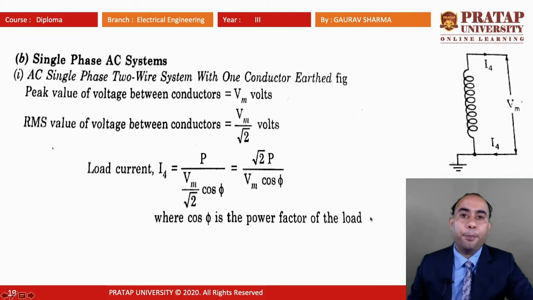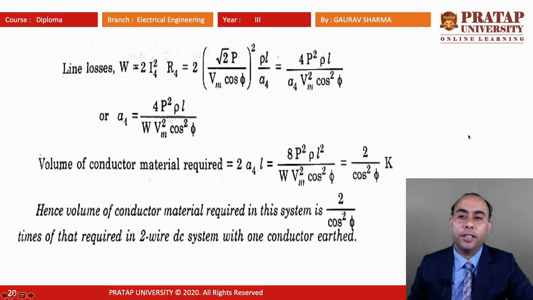Here cos phi is the power factor of the load. Now line losses is again 2I4 square R4. We put the values of that and we calculate the value of W, and finally calculate the value of A4. And finally the volume of conductor material required is 2A4L, and we put the values and get the volume of conductor material required, and then compare from the basic equation, which is the DC two-wire system.